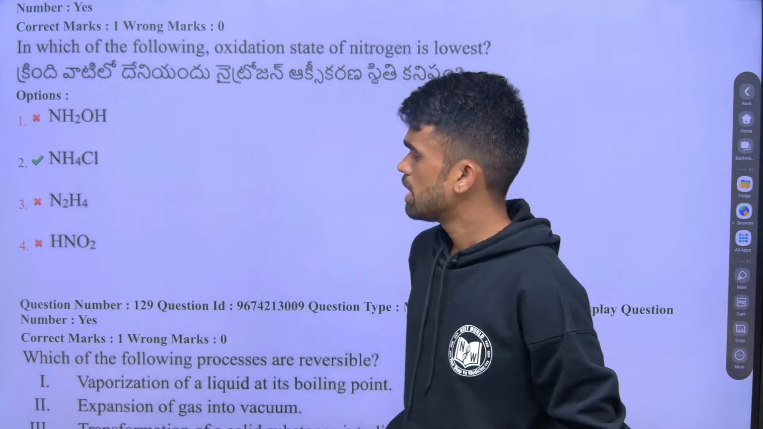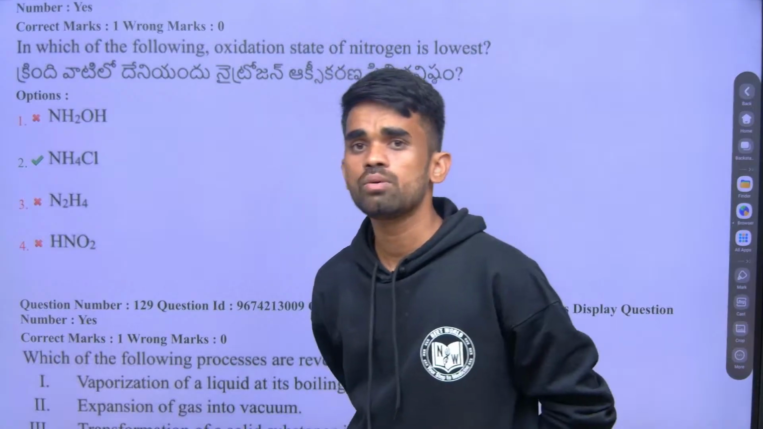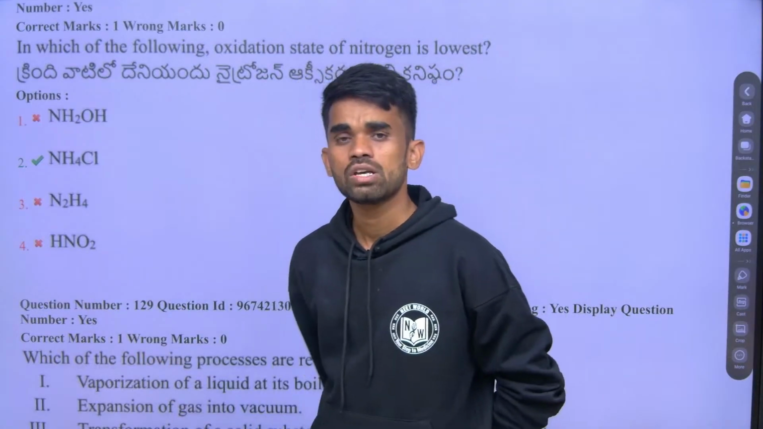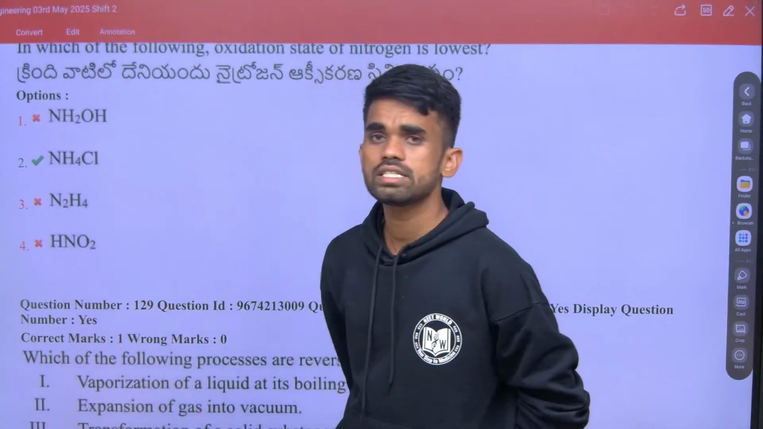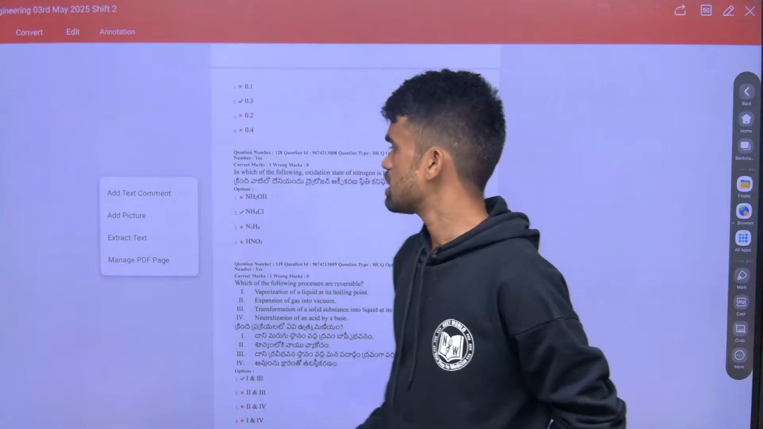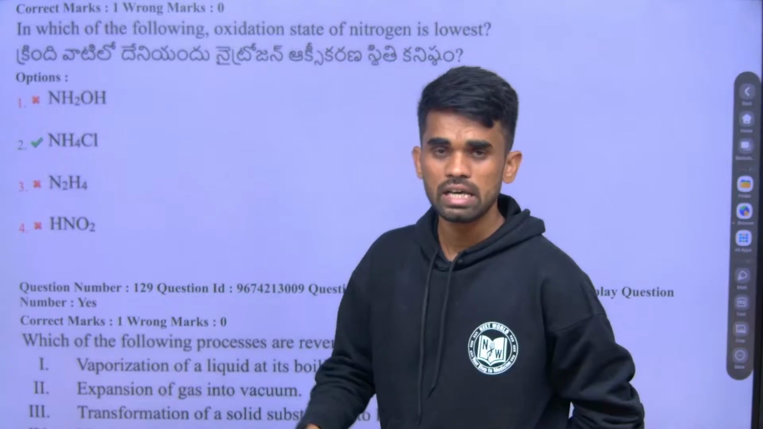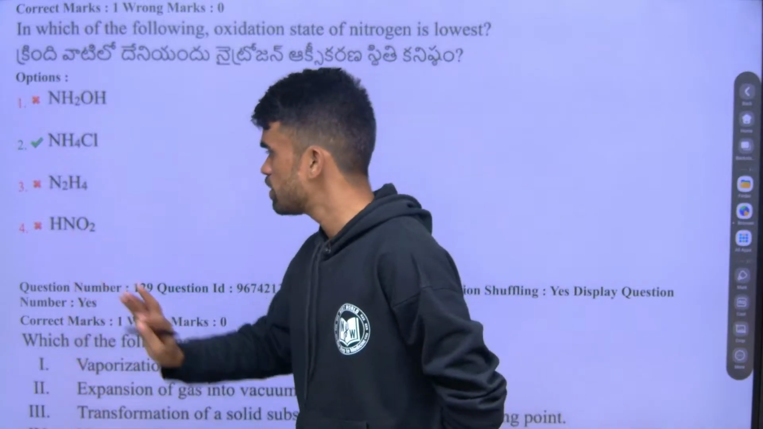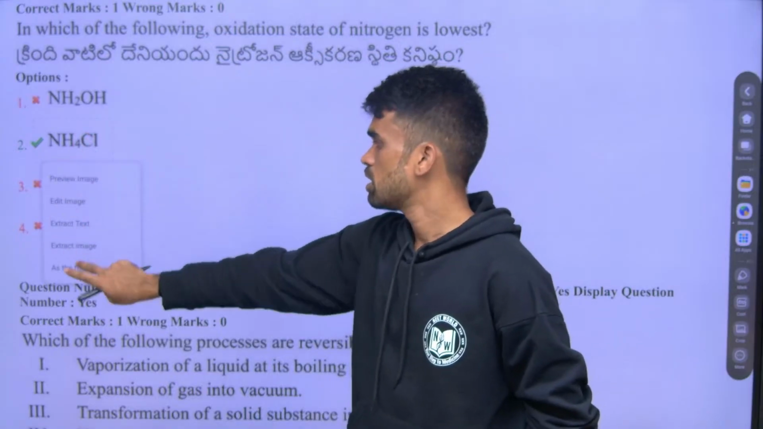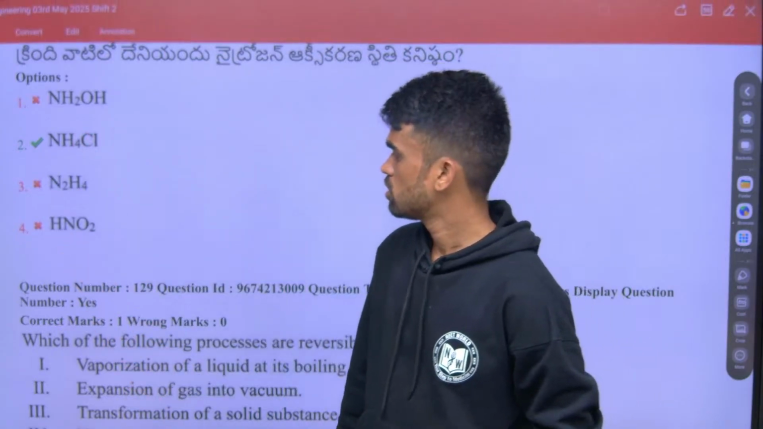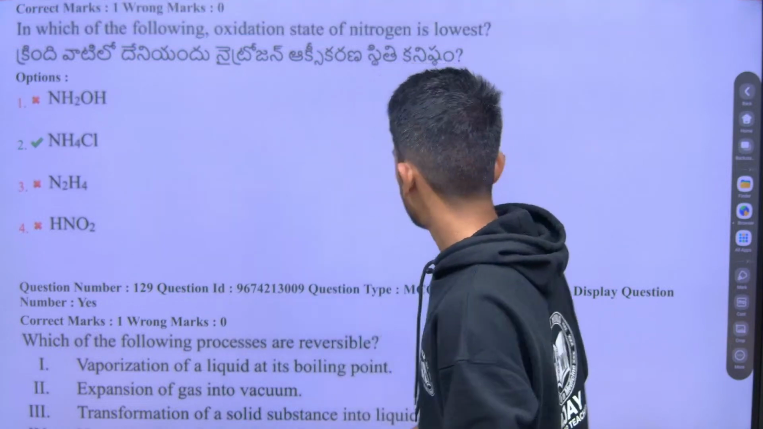In the fourth case, HNO2, each oxygen is -2, and 2 oxygens give -4. One H+ is there, so +1, which means +3 is still required, therefore the oxidation state here is +3. The smallest value is -3, so option 2 is correct. If they were asking about the highest value, you could go with the fourth option, which is +3. I hope it is clear. Since they are asking for the least value, go with option number 2.